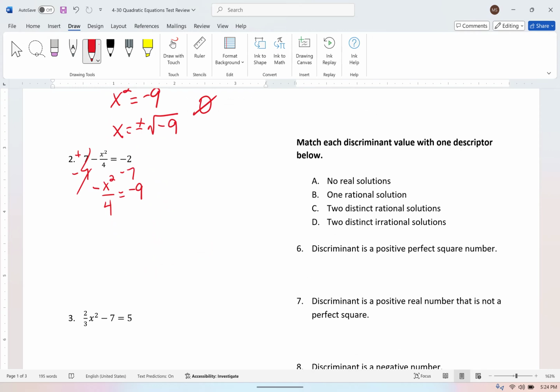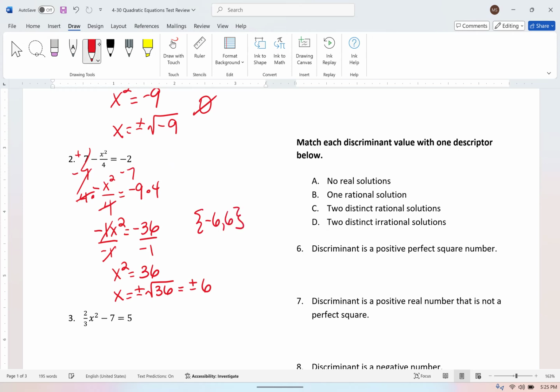All right, so now we're going to get rid of the 4. So we're going to multiply both sides by 4. So I have negative x squared equals negative 36. Remember, there's an understood negative 1 in front of the x squared, so now we will divide by negative 1. And negative 36 divided by negative 1 is a positive 36. And finally, x is plus or minus the square root of 36, which is plus or minus 6. So if we write the answer in set notation, that would be negative 6 and positive 6.